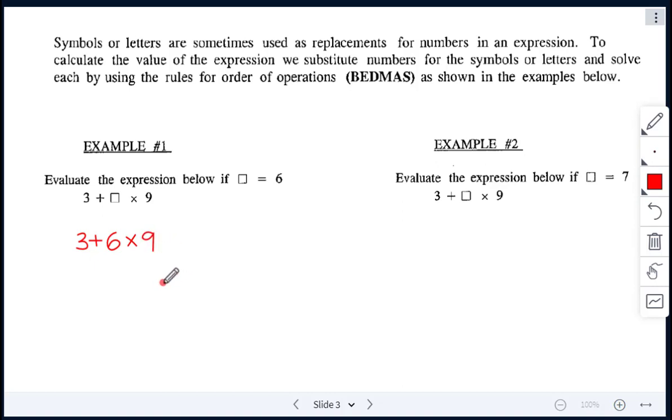And then after that, you're just going to use your order of operations to solve. So we have 3 plus 6 times 9. So that means we have to multiply first. So that becomes 3 plus 6 times 9 is 54. And that becomes 57.